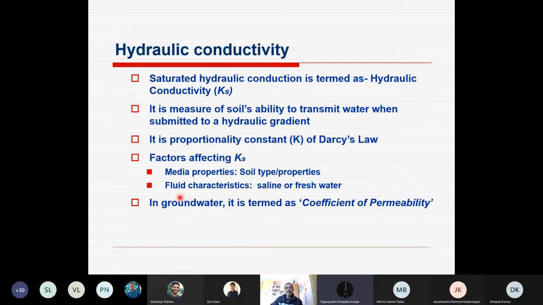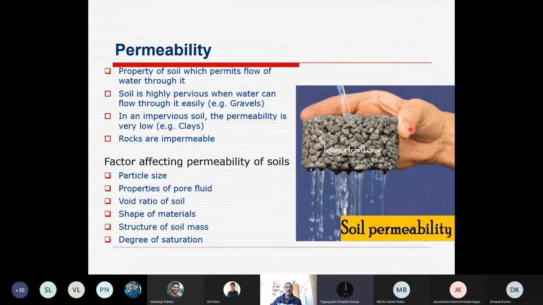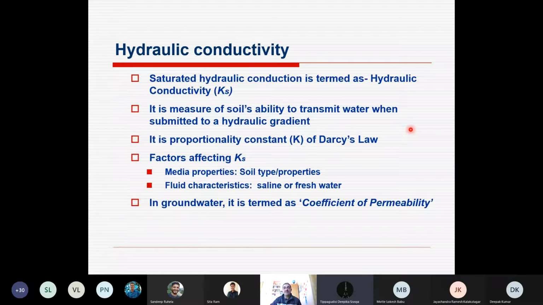Most of the time, or we can say in groundwater studies, this hydraulic conductivity is called the coefficient of permeability. So you have learned, that's why I have started from permeability. It allows water to pass through it under a certain condition, that is saturated. Once it is saturated, it is called coefficient of permeability in studies of groundwater.